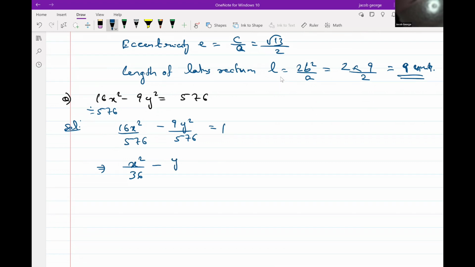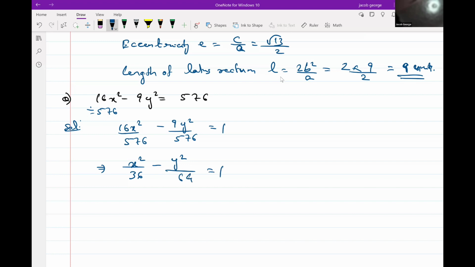Minus 9 and 576. You can divide 576 by 9. What is the result of the division, 576 by 9? 64. Is it a perfect square? 64, correct. So y square by 64 equal to 1.